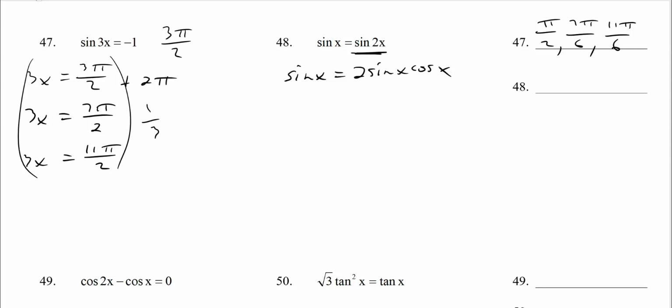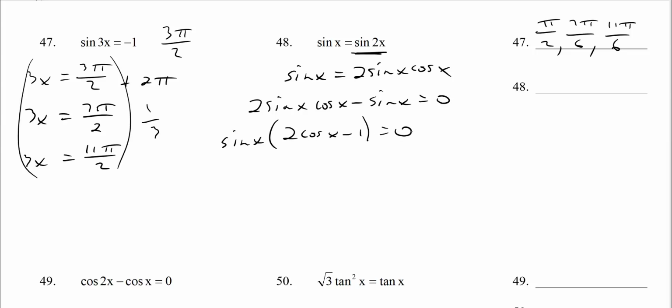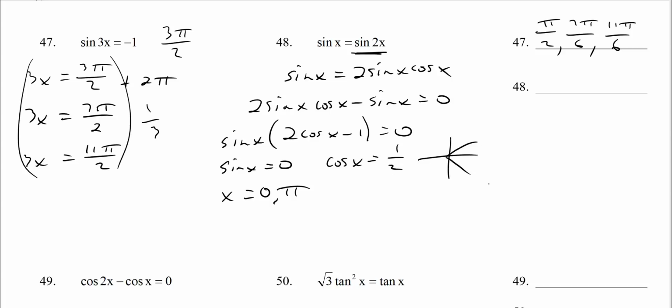Now I move that sine of x over, so I get 2 sine x cosine of x minus sine of x equals 0. Okay, I'm going to factor out a sine of x. I get 2 cosine of x minus 1 equals 0. So sine of x equals 0, and cosine of x equals 1/2. So that's two places. It's 0 and pi. All right, and cosine is positive here and here, and pi over 3 is the reference angle, so that's pi over 3 in the first quadrant, and in the fourth quadrant it's 6 pi over 3 minus 1 is 5 pi over 3. So those are my answers.